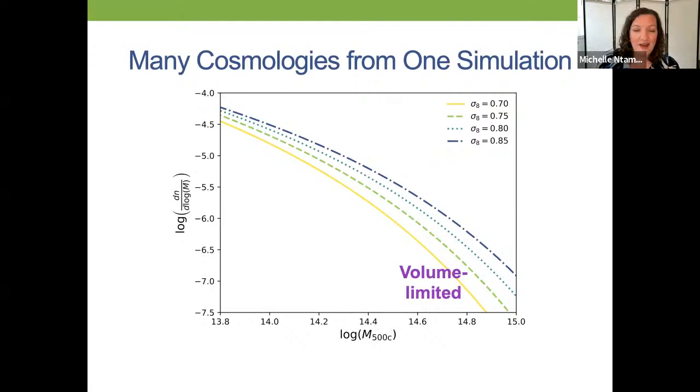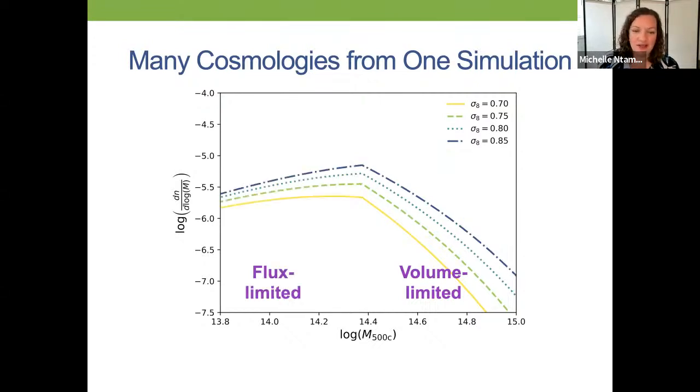In fact, X-ray surveys will typically have not only a volume limited sample, but also a flux limited sample, meaning at the low mass end, we're really going to only pick up on the very bright objects. Okay, so I've built kind of a toy model here where you see, for a number of different cosmologies, my stitched together flux and volume limited samples. There actually is some uncertainty in where that stitching might take place due to the mass bias issues that we talked about earlier.